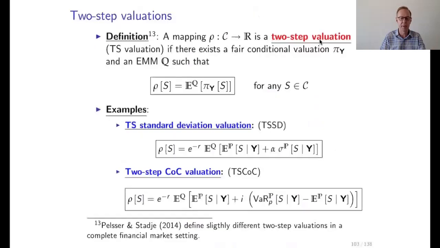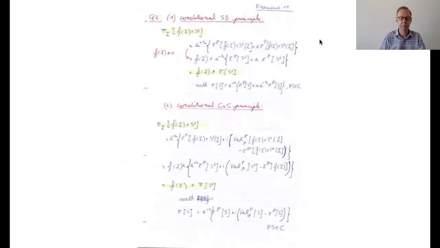Let us have a look at the proof of this part. Well, we will have a look at the conditional standard deviation principle, and you can by yourself have a look at the conditional cost of capital principle. Pi y of fy multiplied by s orthogonal for the conditional standard deviation principle reads as e to the power minus r expectation under p of fy multiplied by s orthogonal given y plus alpha times sigma p of fy multiplied by s orthogonal given y.